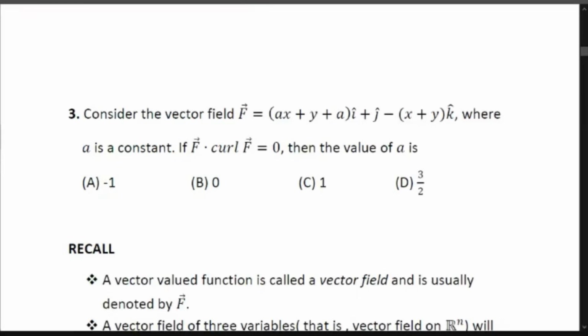Sir, it's minus i plus j minus k. Minus i plus j minus k. Okay. So F dot curl F will be minus (ax plus y plus a) into 1... x into 1 minus a. Okay, fine. Yes. So then you will get a equal to 1, right? A equal to 1. Okay, fine. So can we move on to the answer? Yes, sir. Okay, fine.